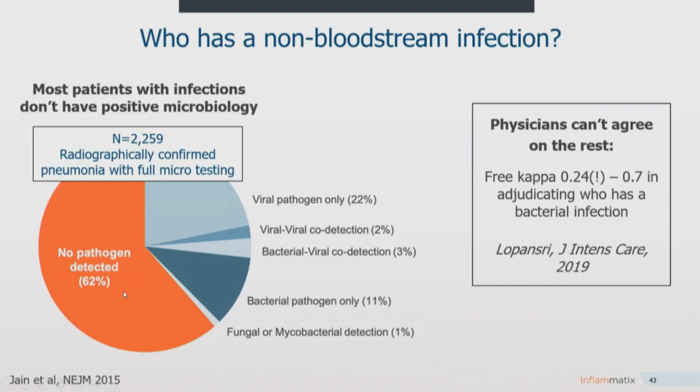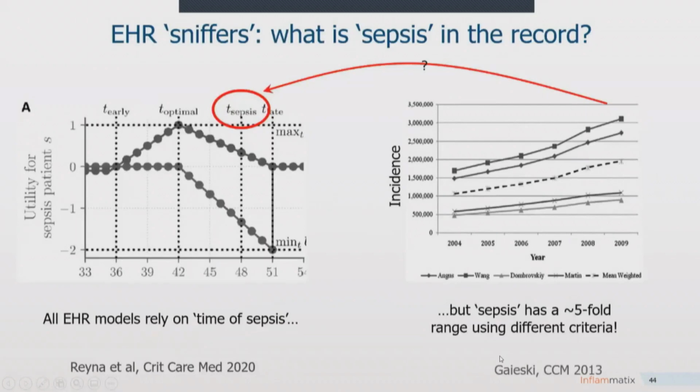And then if you say, okay, let's take a step back. Physicians know who has an infection, right? We can tell. So maybe we don't have the microbiology, but we're pretty good at judging bacterial and viral infections. A great study published in the Journal of Intensive Care last year showed inter-observer agreement of 0.24 to 0.7. I mean, a very, very low inter-observer agreement in physicians looking at a patient's chart and trying to decide whether or not this represents a bacterial or a viral infection. So the reality is it's very difficult to figure out who has an infection, who has organ dysfunction.